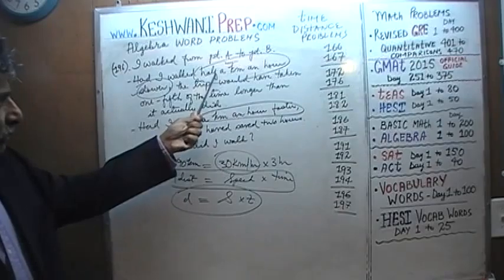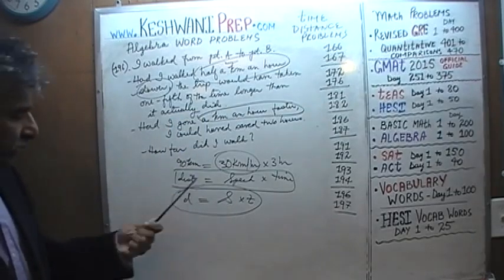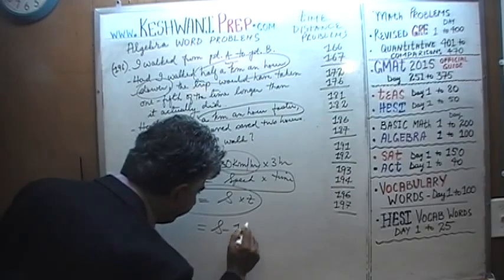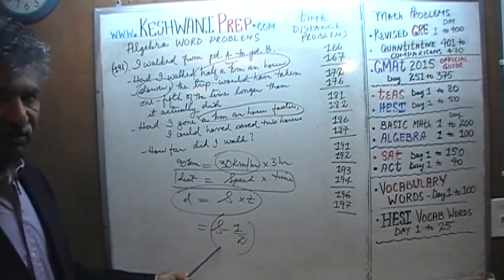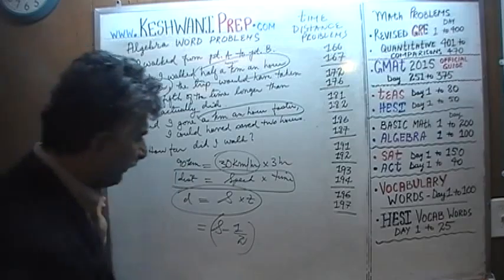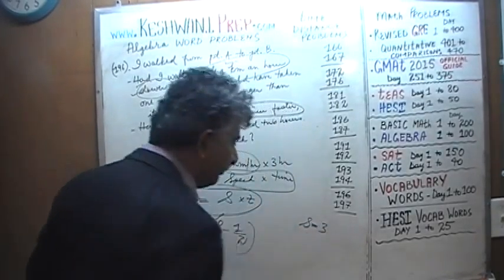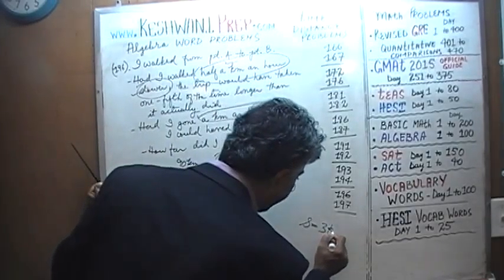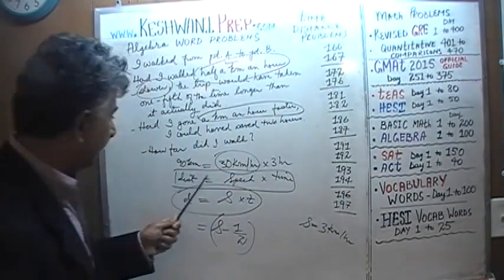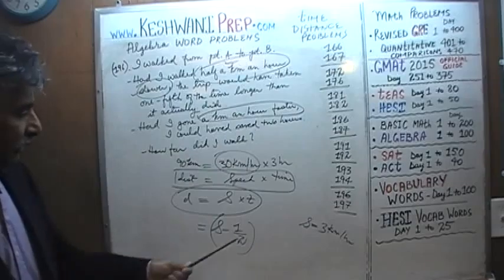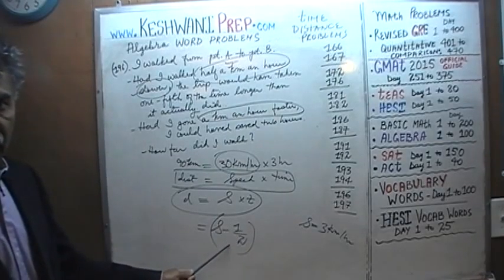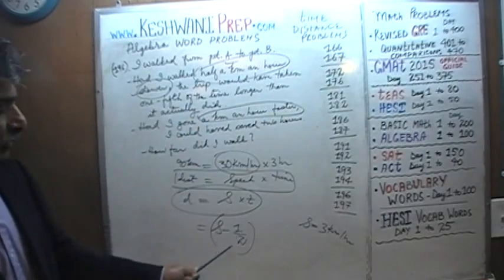So if I want to show the notion of half a kilometer an hour slower, it's very simple. Instead of S, it's going to be S minus half, because S represents my speed. If S equals 3, that means I was going 3 kilometers per hour. And S minus half simply means 3 minus half, 2.5 kilometers per hour. I'm going half a kilometer an hour slower.